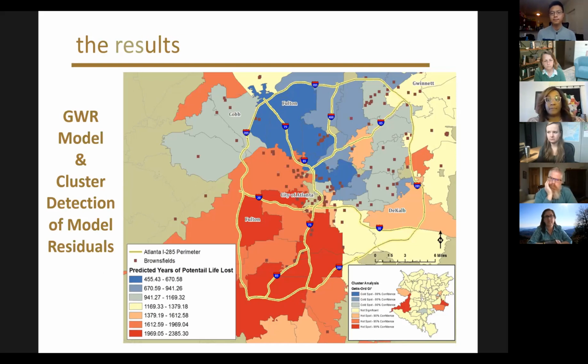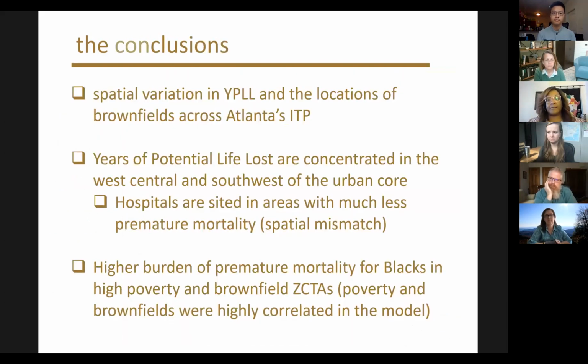In conclusion, there is spatial variation in the YPLL and the location of brownfields across the study area of Atlanta. YPLLs are concentrated in areas where the least amount of access to care exists. The highest burden of premature mortality was among Blacks in the high poverty and high brownfield presence zip codes.